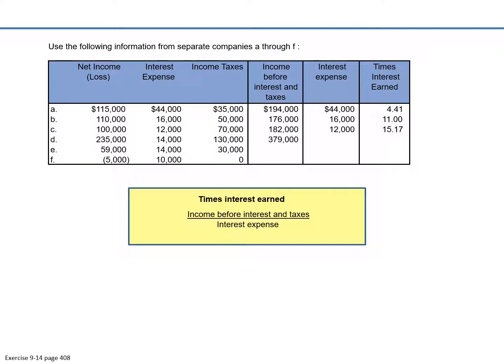In letter D, 235 plus 14 plus 130, 379 divided by 14,000 of interest expense is 27.07. In letter E, 59,000 plus 14,000 plus 30,000 is 103,000. Divided by 14,000 is 7.36. And then in letter F, $5,000 of net loss, add back 10,000 of interest expense. You have 5,000 of income before interest and tax, divided by 10,000 of interest expense is a times interest earned of 0.5. That's a pretty bad one, right?